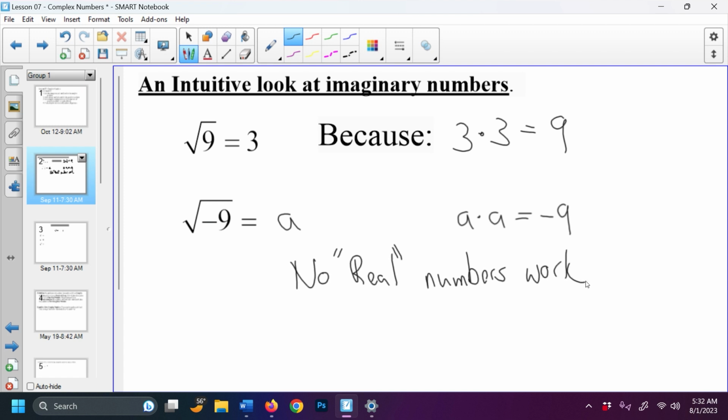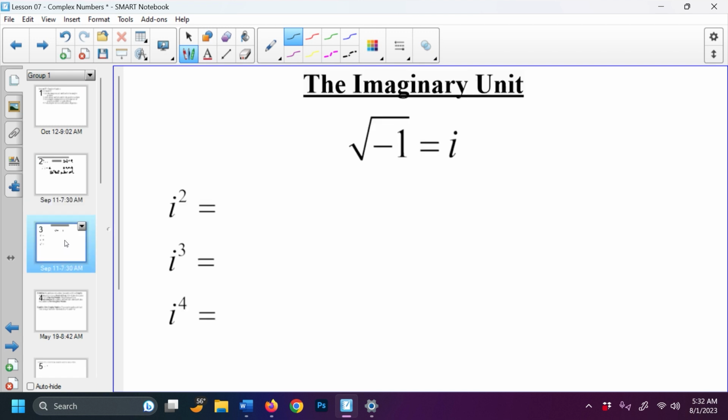So we need a stand-in. And so what someone did is they came up with a new number and they gave it a new symbol. And that symbol is the imaginary unit i. So breaking it down to the simplest version, we say the square root of negative 1 is equal to i. And i is just a symbol that represents it, just like 2 is the symbol for 2 items.